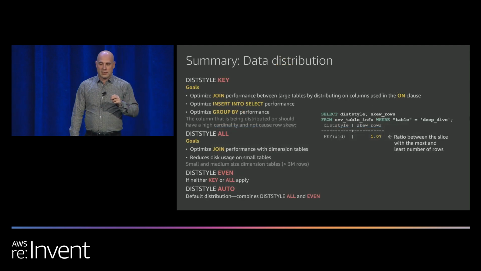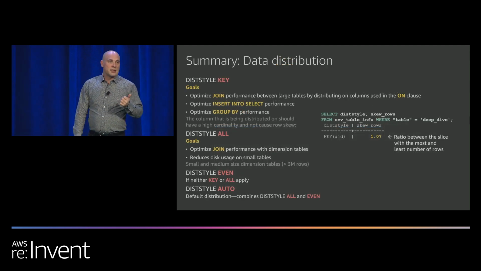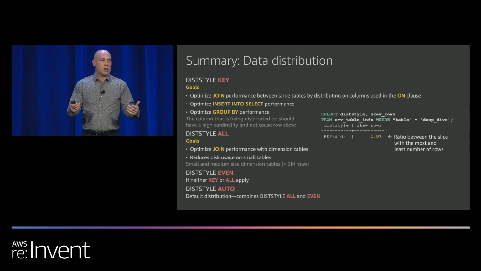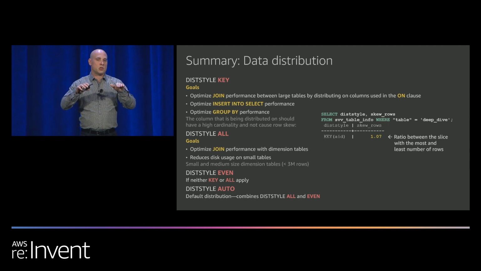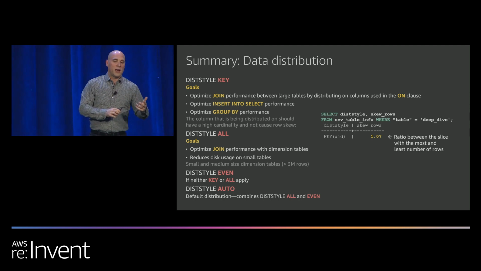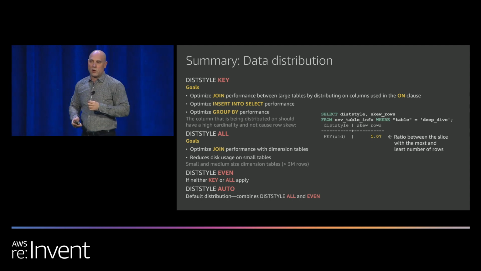So just summarizing this, dist key is typically used for joins. What we want to do is if we have 2 large tables, and the ON clause in your SQL statement, whatever those 2 columns are, those are the ones we would like to distribute both tables on. That will co-locate the data onto the same slice, and that makes the join really fast. So we want these co-located joins.